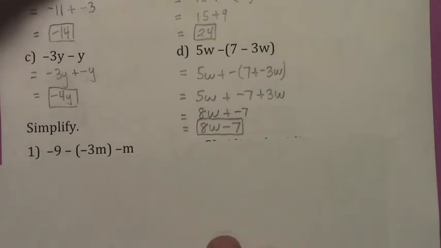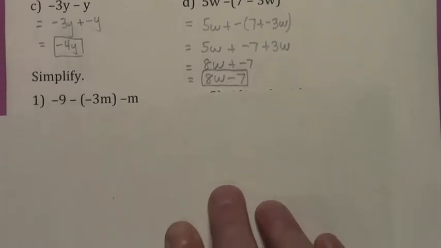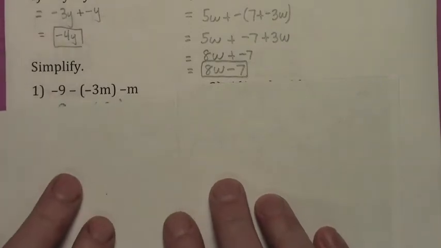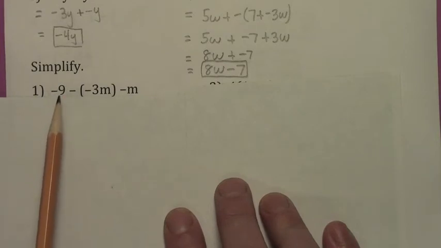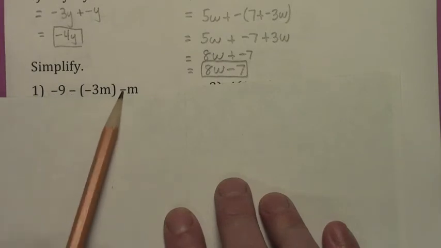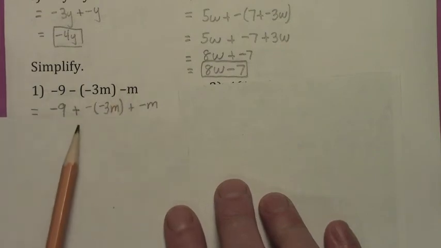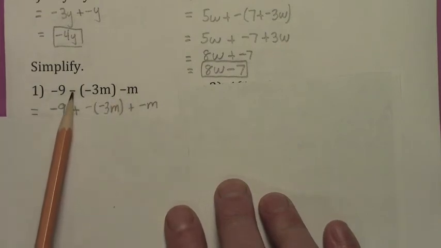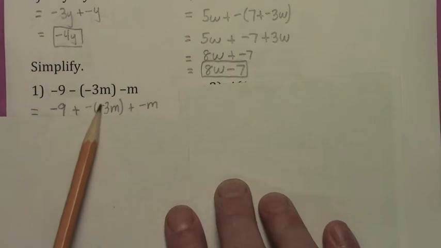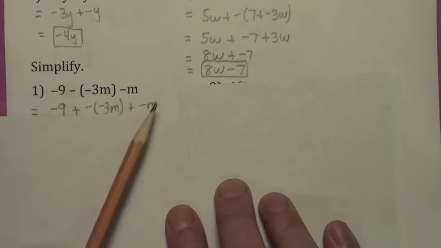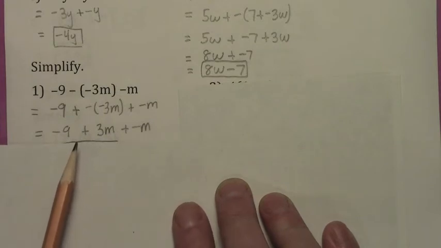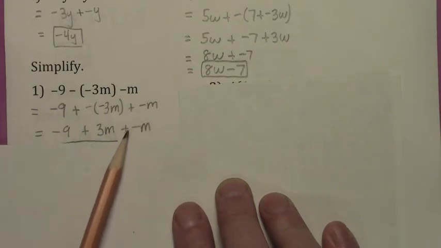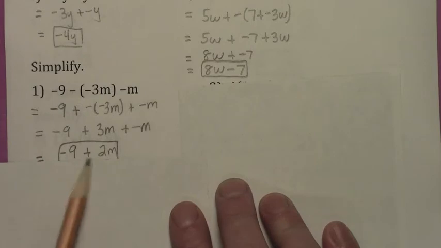I just want to warn you though, the problems get harder, so go through all the steps here, learn the basics really well, and then down the road you can start to abbreviate a little bit. Okay, so that's a minus sign, right? And that's a minus sign. So we replace those minus signs. This minus sign becomes plus and negative. This stays negative 3m, and this becomes plus negative m. Get rid of the double negative. We're going to do that for a few more times. Then when you combine the m's, you get 2m. I get negative 9 plus 2m.